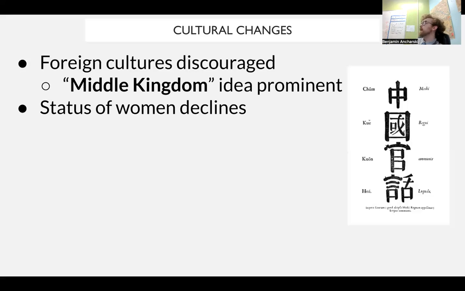Foot binding comes back as a practice for the elite. And yet elite women do have relatively a lot more freedoms than poor Chinese women. Poor Chinese women are subject to this class hierarchy and this gender hierarchy, whereas elite women can influence their husbands. They can have some political say as advisors to a degree.